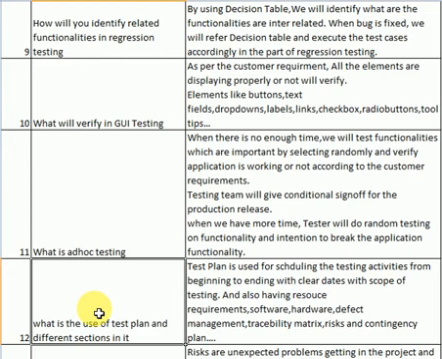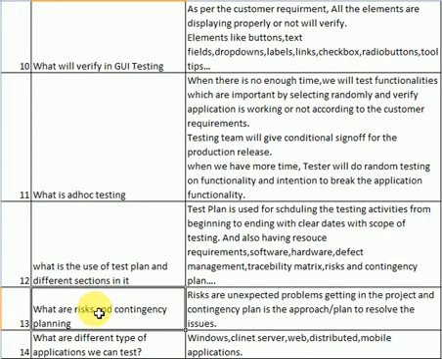Perfect. 13th one. What are risks and contingency planning? What is risk? Some unexpected problem is a risk. You know what problems you may get, but you don't know when you are going to get them. You understand my point, right? You know those problems may come, but when, you don't know. That is a risk. Contingency planning means solution for those risks.